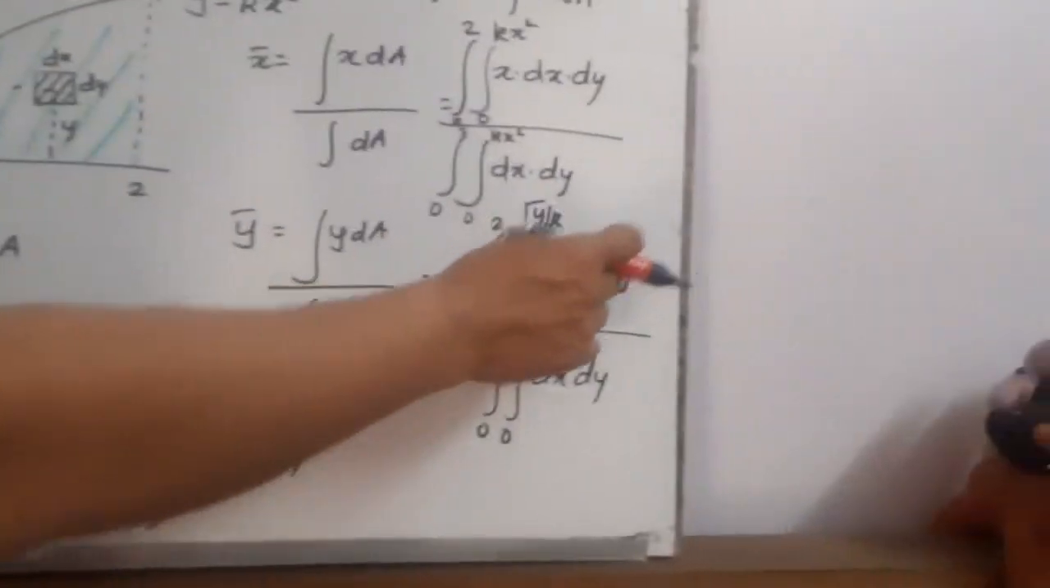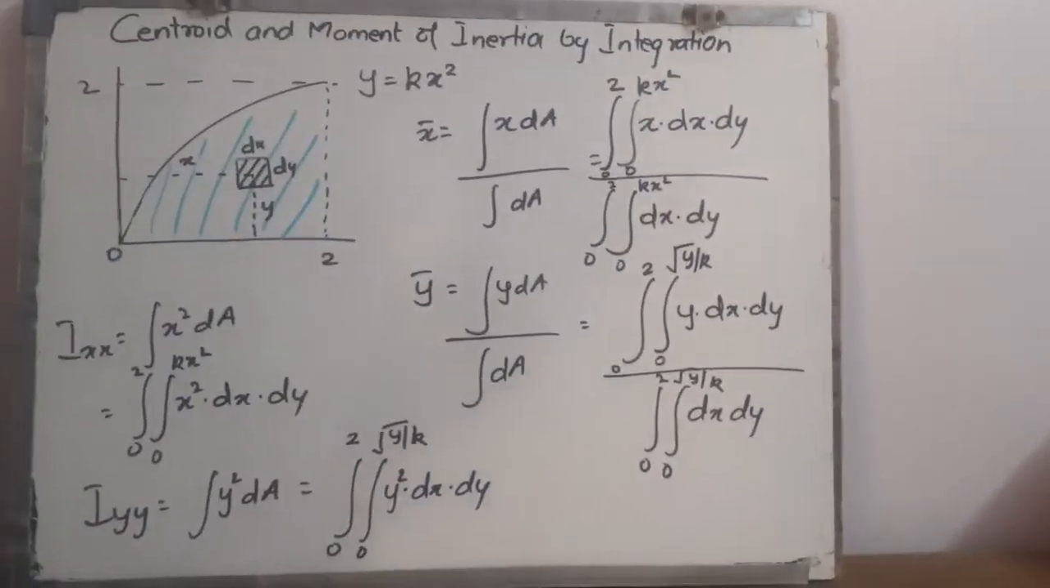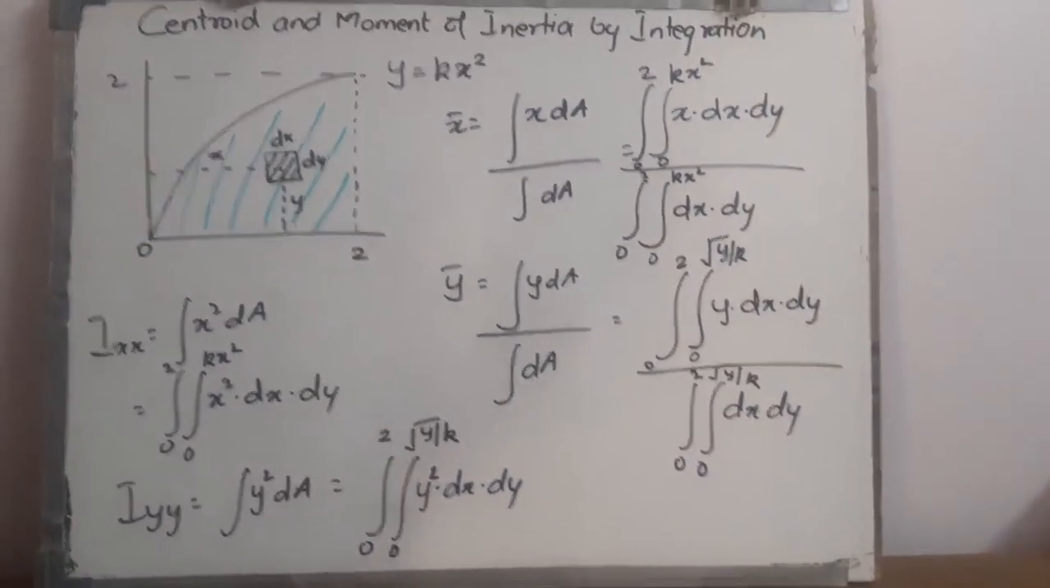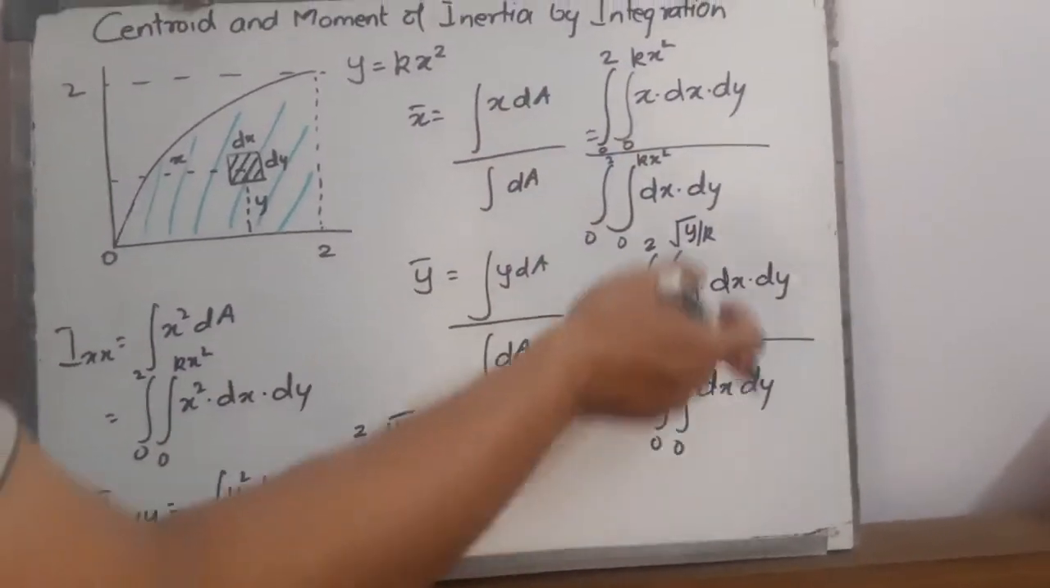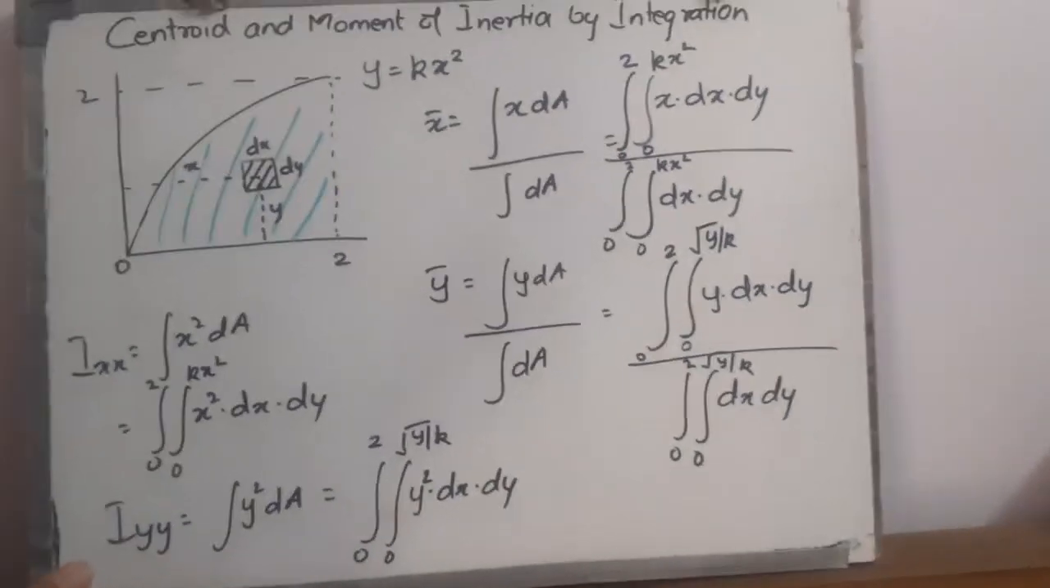So you will put down all these values and you can integrate. Double integration, the method and how to do it, everything you know. So you can find out the values of x bar and y bar.